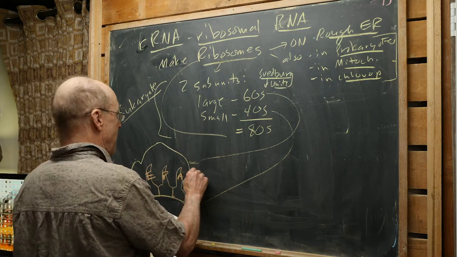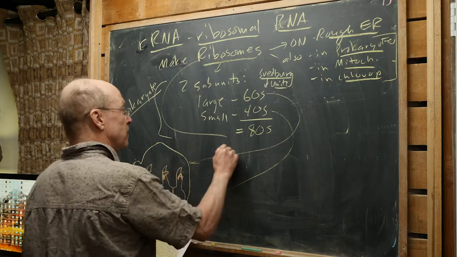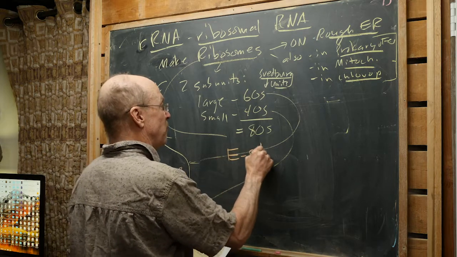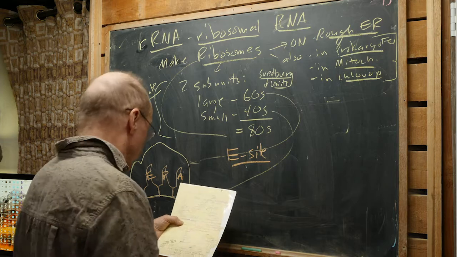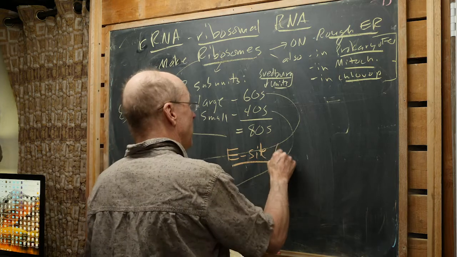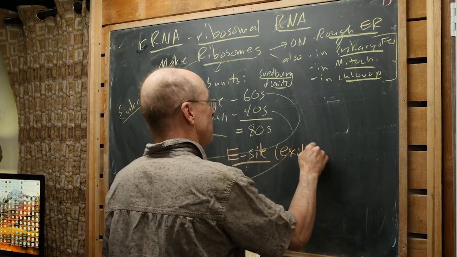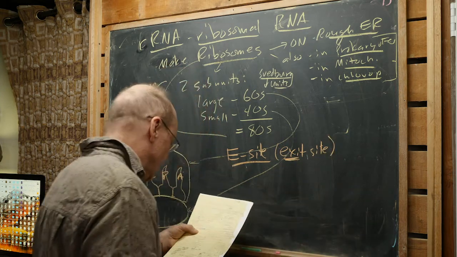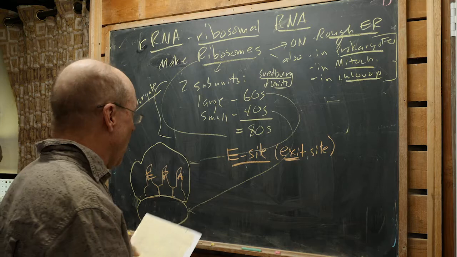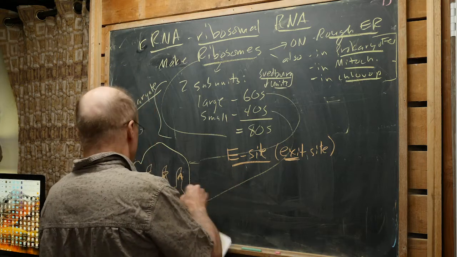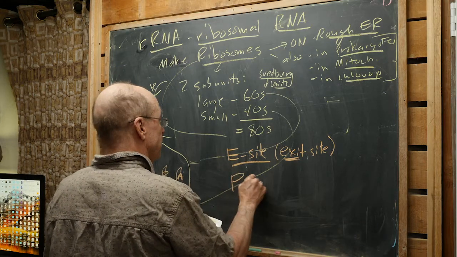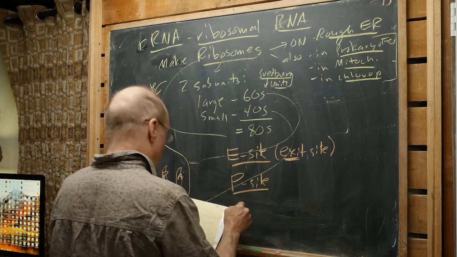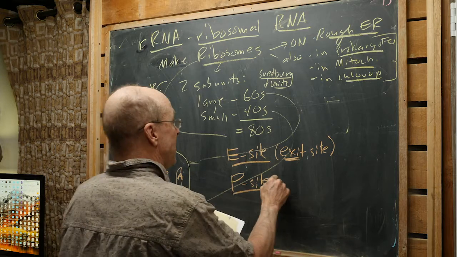So it has an E site. So the E site is the site that we call actually the exit site. And the exit site is, well, let's just name them. The next one there is the P site. And the P site is called the peptidal site.